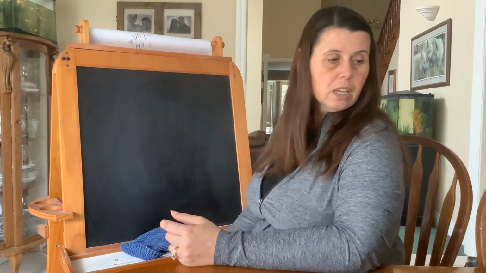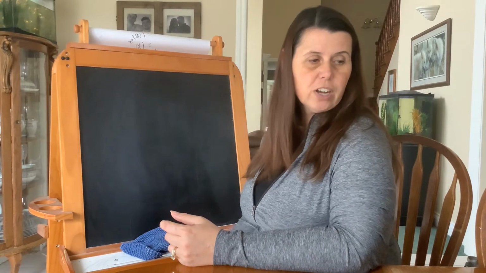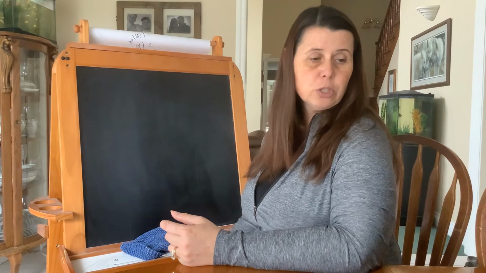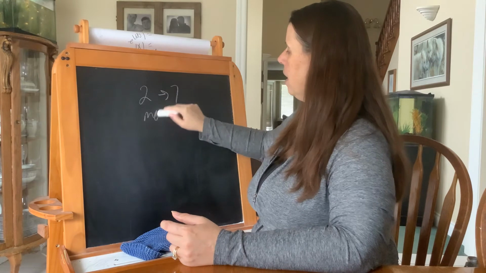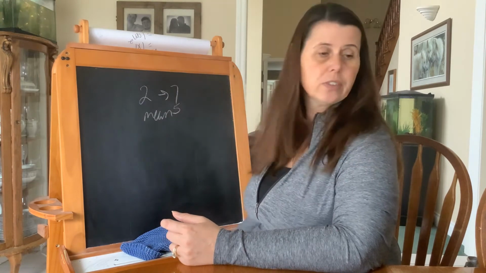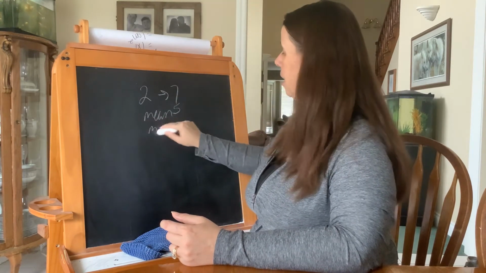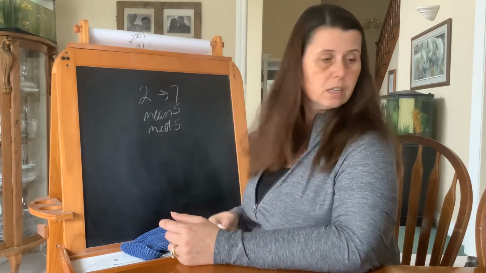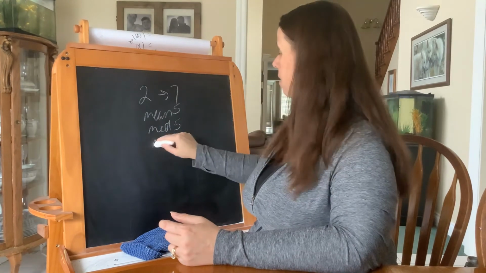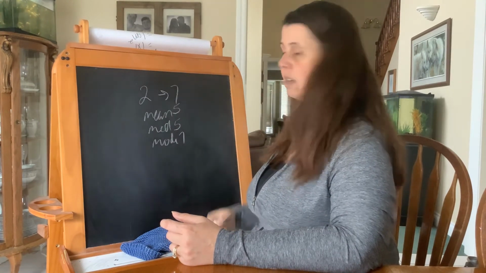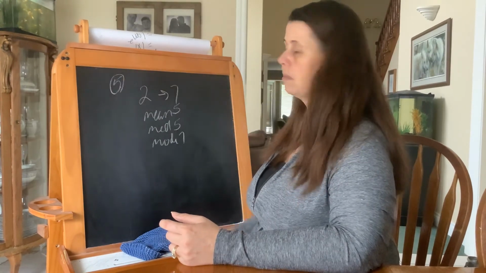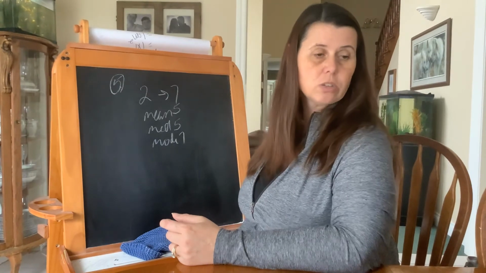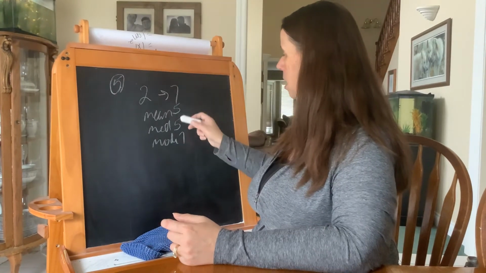Last one. Use blocks to find a set of 5 test scores ranging from 2 to 7. So we can go 2 to 7, mean of 5, median of 5, mode 7. Right? Okay, and we can have 5 scores. 5 test scores between 2 and 7, mean, median, mode.